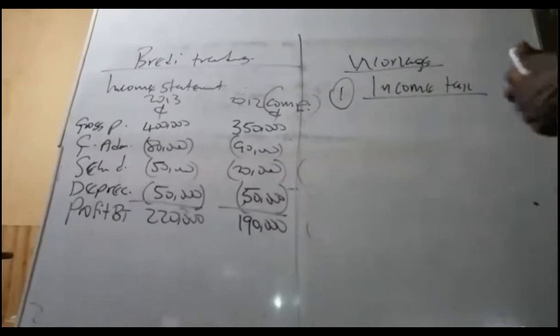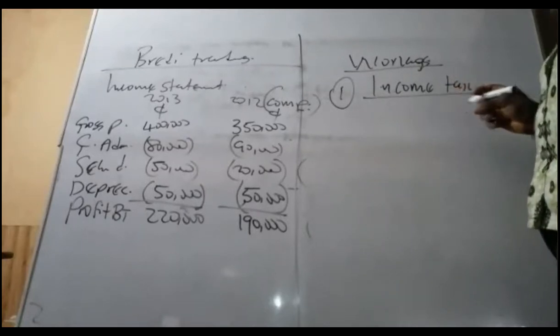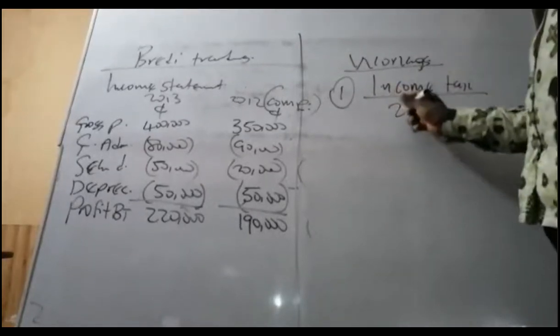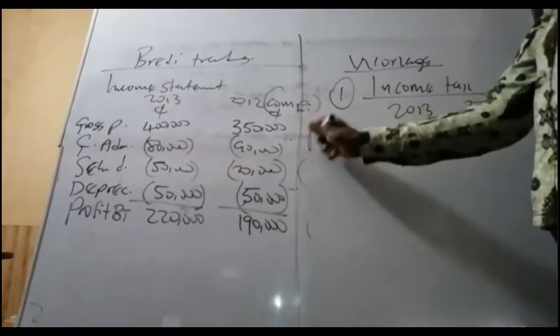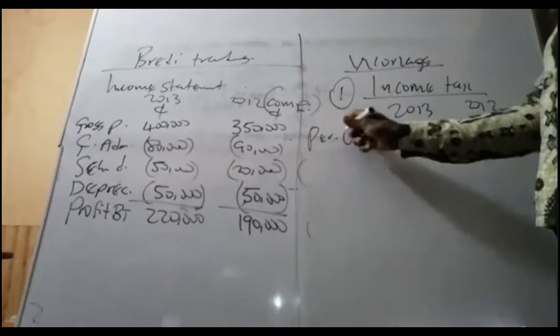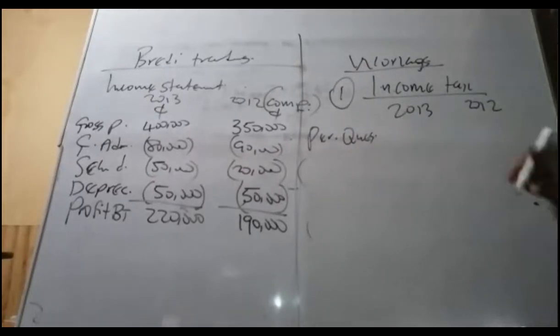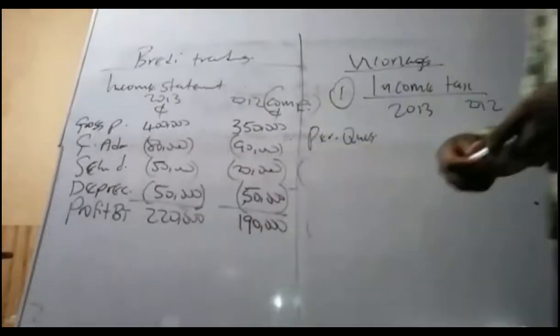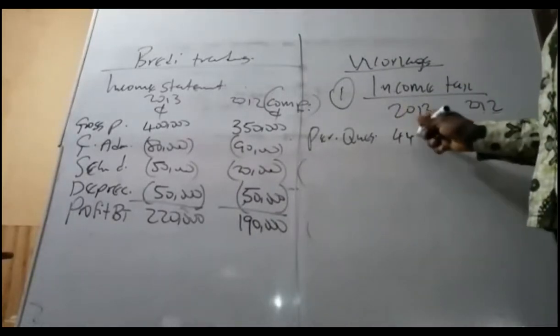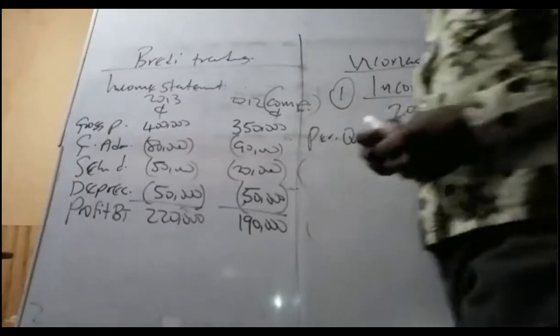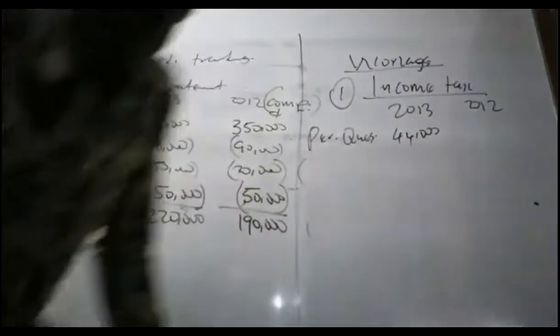Income tax. All I have to do is this. Just tell the examiner that I have 2013 current and 2012. Her question, what's the income tax? So the income tax over there was 44, right? So 44,000. Is that so?